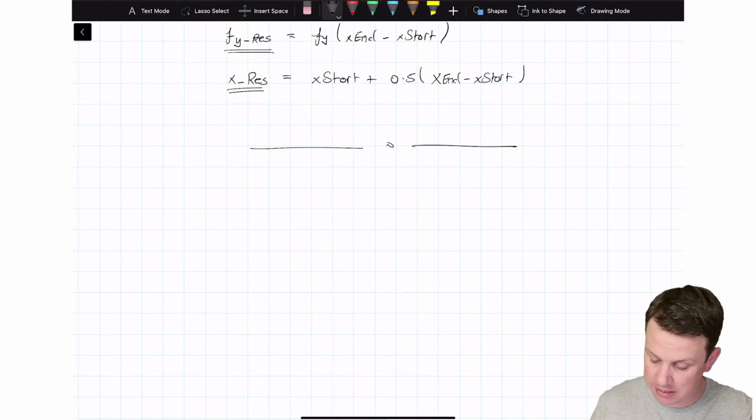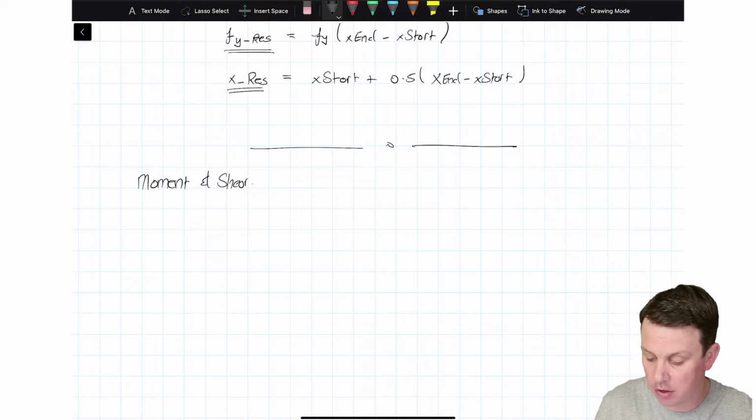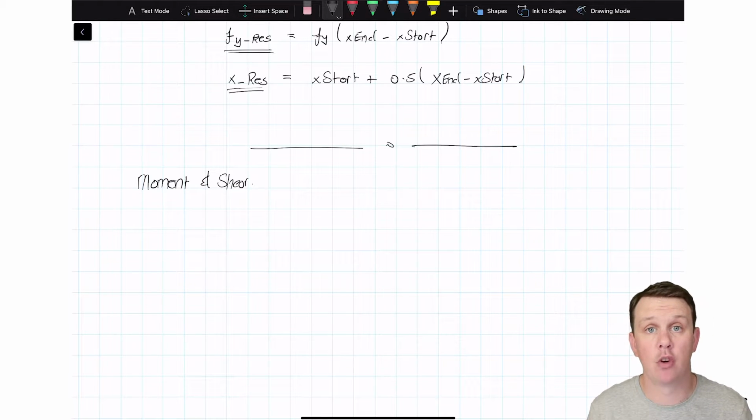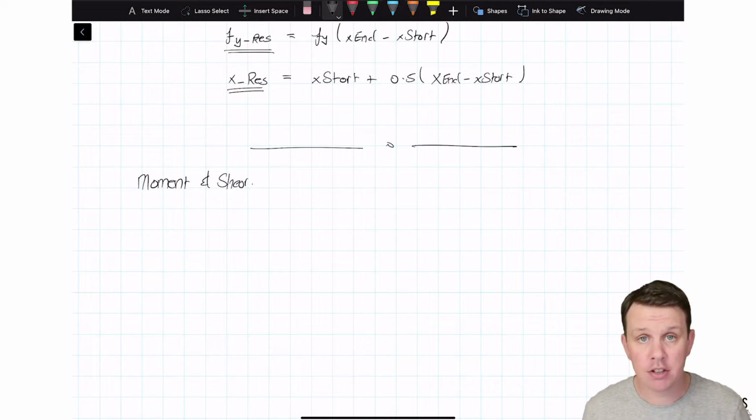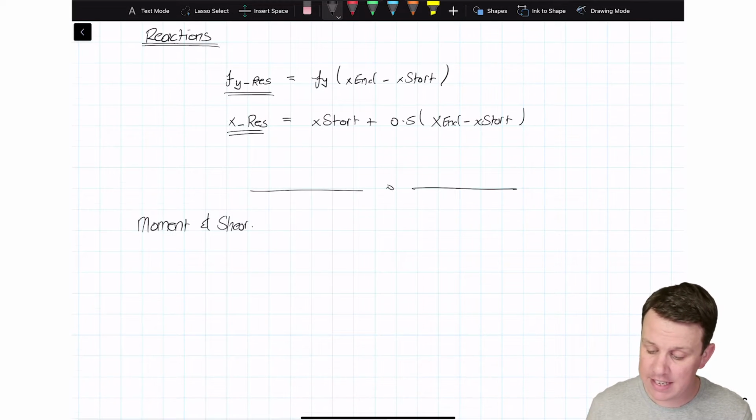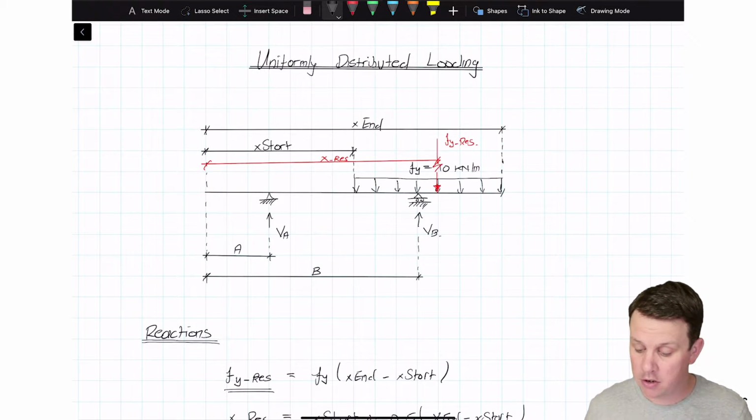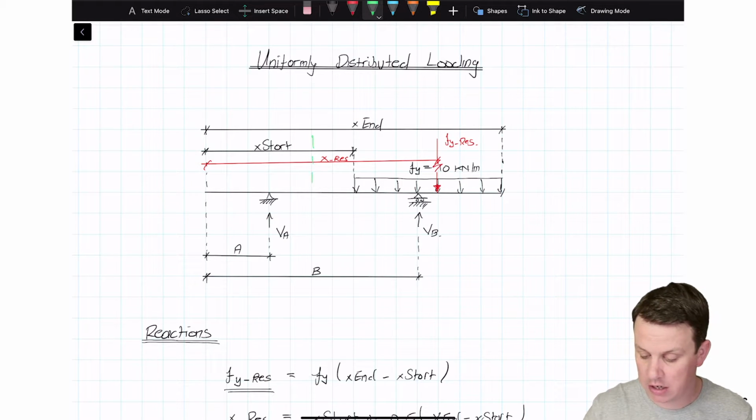So then we move on and we start thinking about, okay, well, how do I deal with the moment? How do I deal with the moment and the shear for this scenario where I have a uniformly distributed load? Now, there are two cases to consider. Either my cut, well, I guess there's three cases we could consider, right? So we could imagine if our cut was here, right?